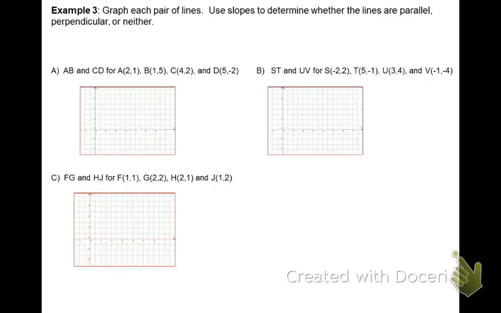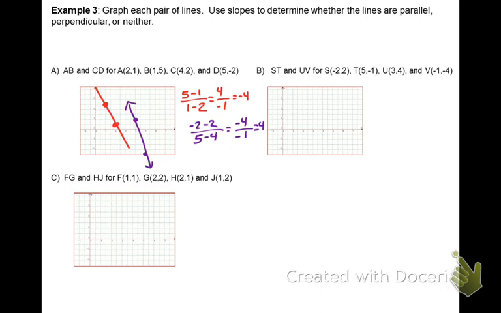Okay, I want you to graph each pair of lines and then tell me, by determining the slopes, if they're perpendicular or parallel or neither. So first graph them. Okay, so on the red one, that would be my A and B. I found my points and I put my line in, and then I found out what the slope is, and that's -4. And then I did C and D, and I drew out my lines, and my slope is 4.